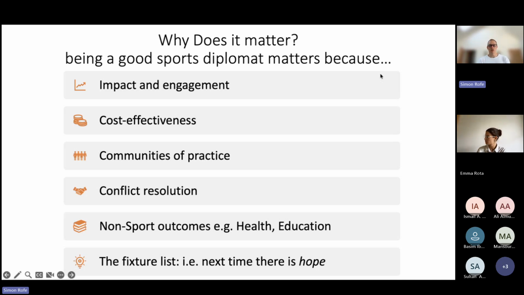It can produce significant non-sport outcomes, so those in health and education. And because there is a fixture list, there is an intangible quality of hope. Okay. So perhaps just keep those in mind as we jog forward.